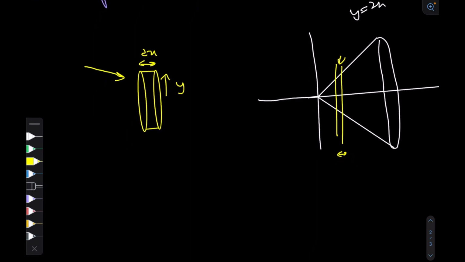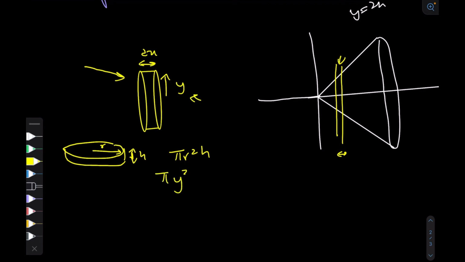Right. So let me draw the cylinder like this. So what is the volume of a cylinder? If this is R and this is H, volume of any cylinder is pi R squared H. Just substituting my values over here, this would be pi y squared dx.